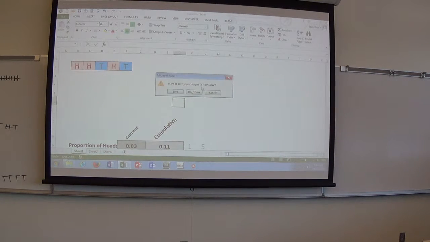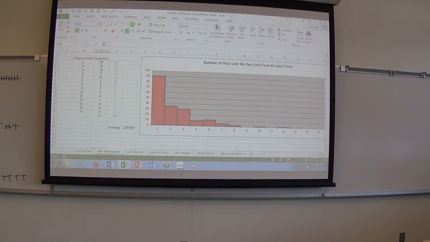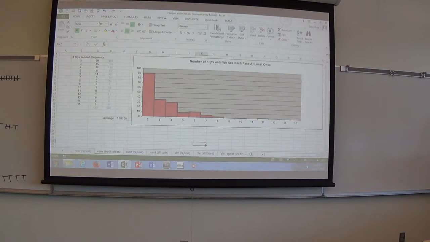Okay, good. Let's not save that. We'll keep all those 200. So this is what we got next. Shrink down a little bit more. Then we move to cards.